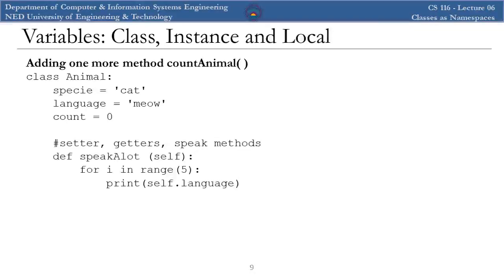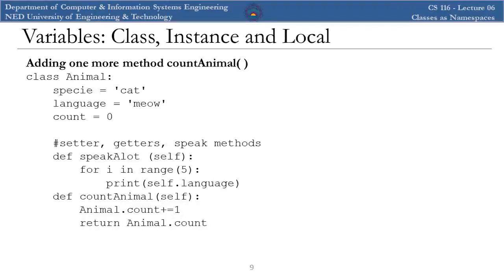So this is the old code. I'm not showing the getter, setter, and speak methods here because we won't be needing them in this example. So the code is still there, right? In speak, we saw a local variable i, and self.language means that we are accessing an instance attribute, right? Self.language means it's going to be the instance attribute for the instance for which we are calling this method. Now let's define this new method, count animal.